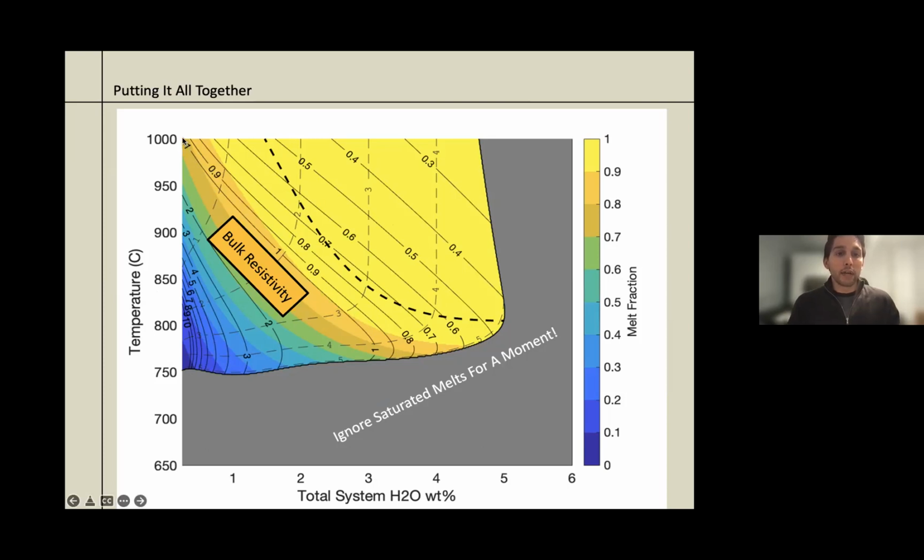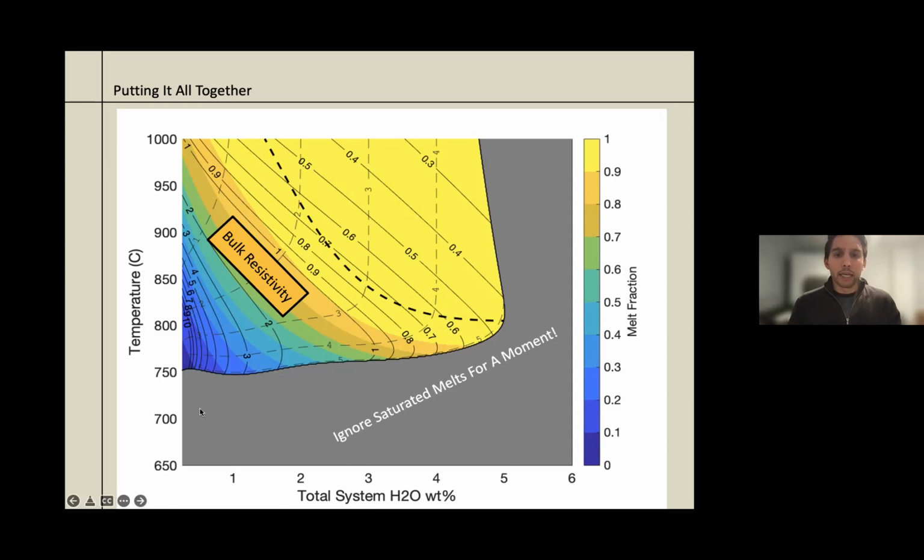So if you have an anomaly in your MT model that's 1 ohm meter, you can look anywhere along this contour and make an interpretation about the amount of water content, the temperature, the melt fraction, and those are actually consistent thermodynamically, and you're not running into the situation where you're interpreting 100% melt somewhere that is clearly too cold to be 100% melt.